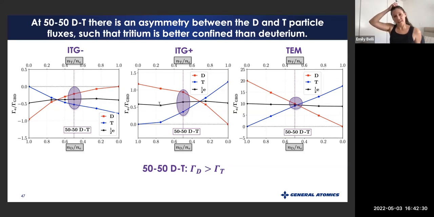And for all 3 cases, we find an interesting observation, which is that at 50-50 DT, the dotted vertical line, there's an asymmetry between the deuterium and tritium fluxes, such that the deuterium particle flux is more positive than the tritium particle flux, indicating that the tritium is better confined than the deuterium. And this observation implies that a plasma with initially equal D and T concentrations will experience so-called flow separation, whereby the concentration will evolve to an unequal state. And the buildup of one species relative to the other could potentially result in a loss of fusion performance.